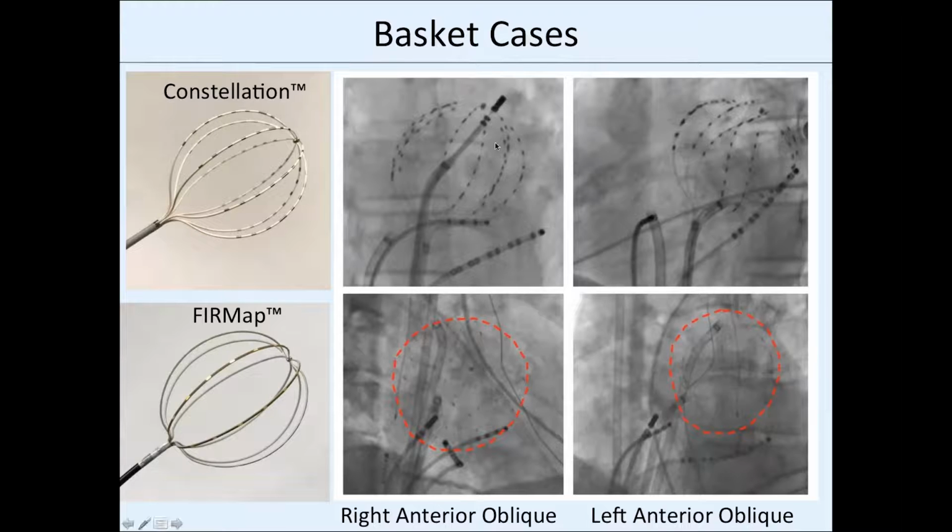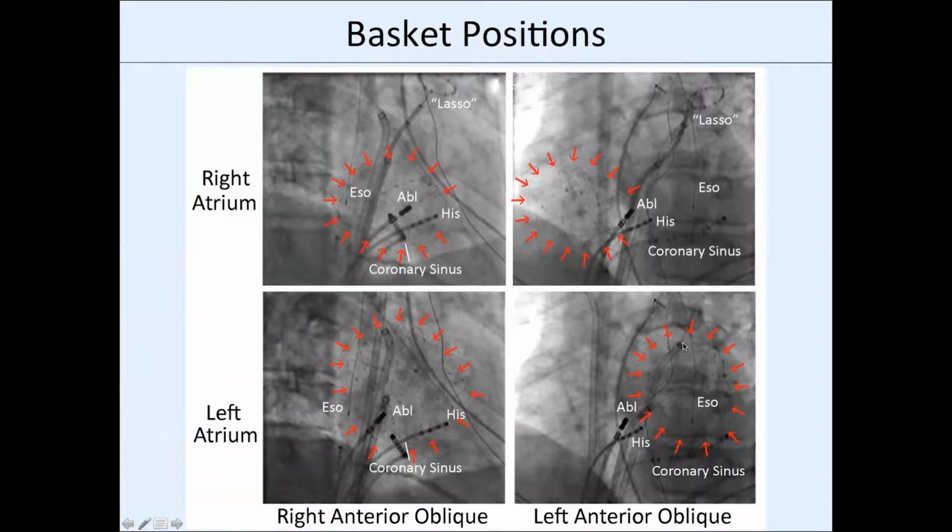So I show the fluoroscopic recordings of the Constellation catheter here in two views. The FirmMap catheter, the electrodes are much more difficult to see. I have to draw a red circle around where the basket really is deployed in the left atrium. It's just very difficult to see these. This is a FirmMap catheter in one of our procedures in the right atrium and the left atrium, right and left anterior oblique recordings.